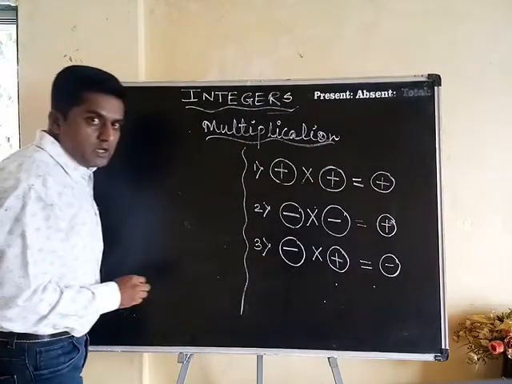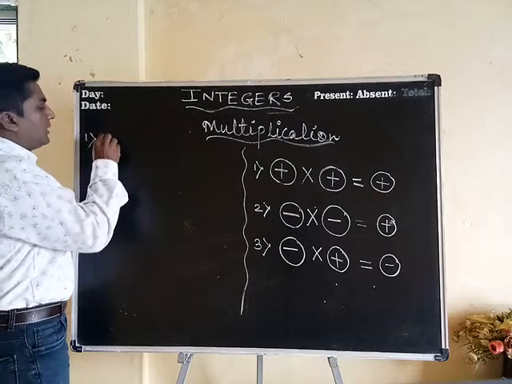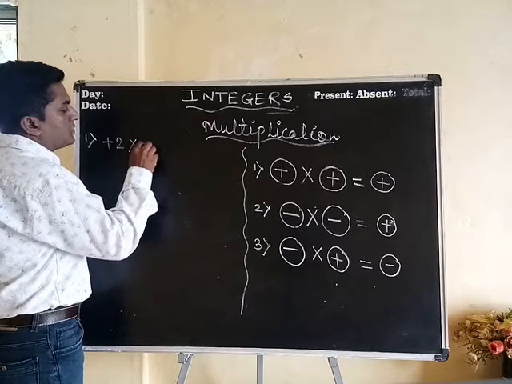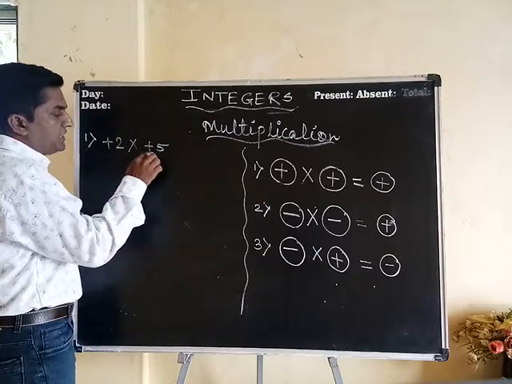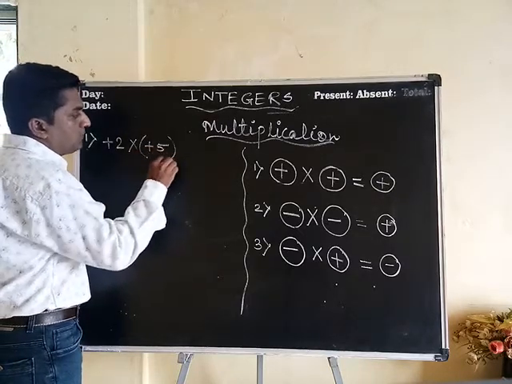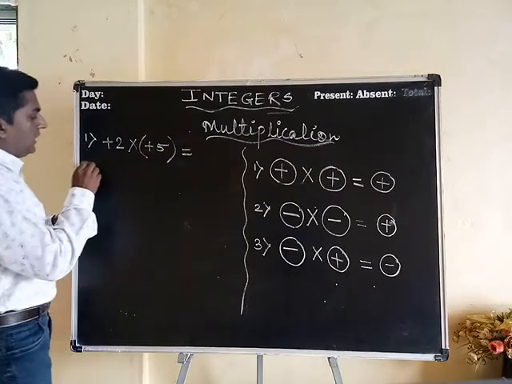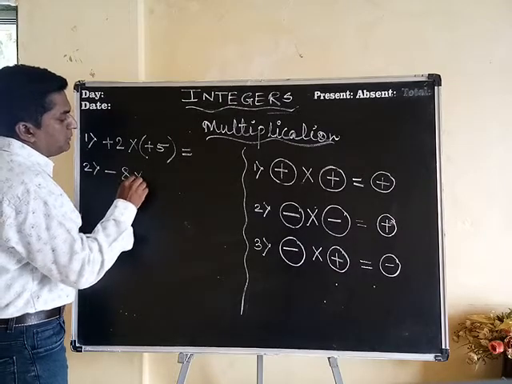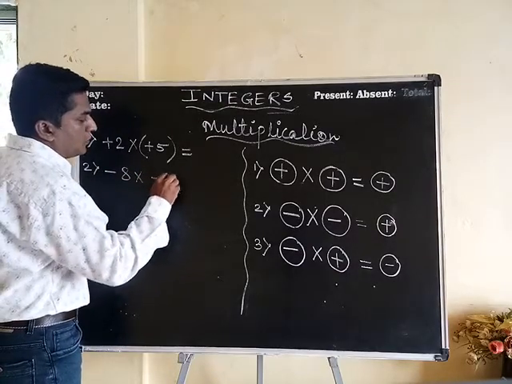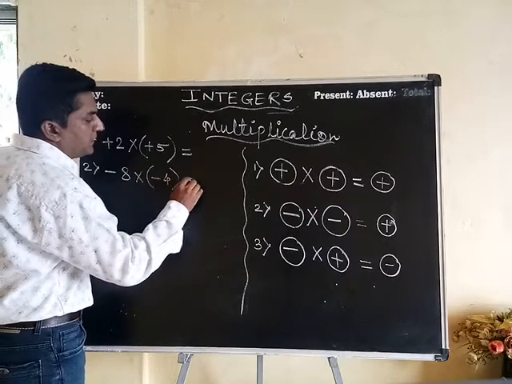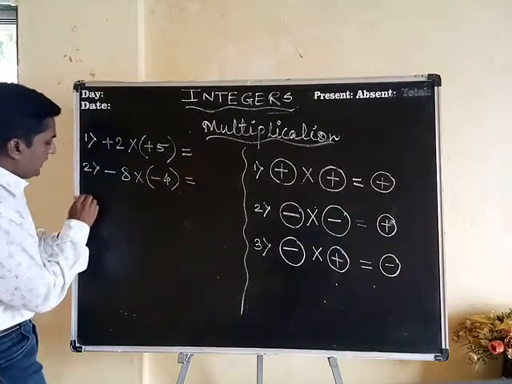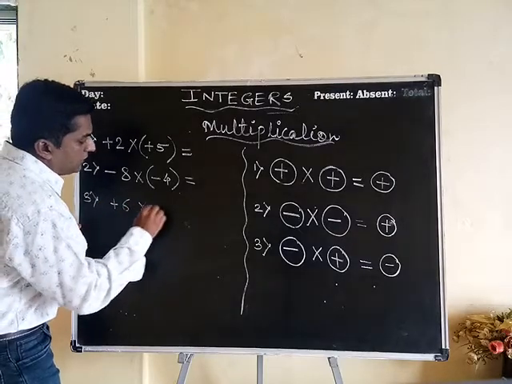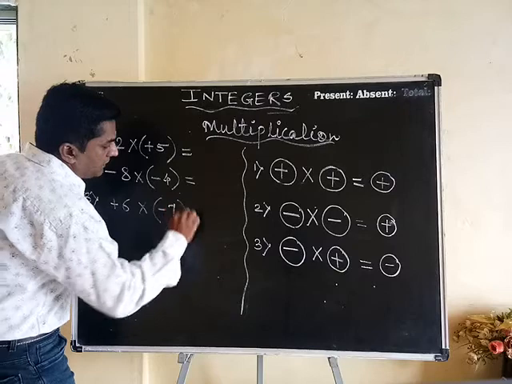My number one sum. What is my number one sum? If I take positive 2 multiplied by positive 5. Here see, two signs are together, so I am putting a bracket here. It is compulsory. My second sum: negative 8 multiplied by negative 4. Again I am putting a bracket here for separating them. My third one is positive 6 multiplied by negative 7.